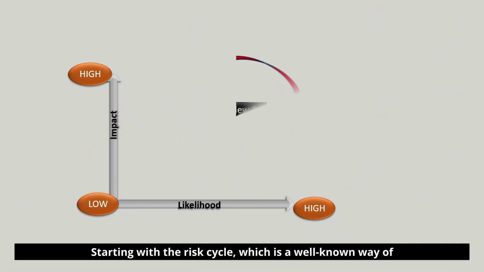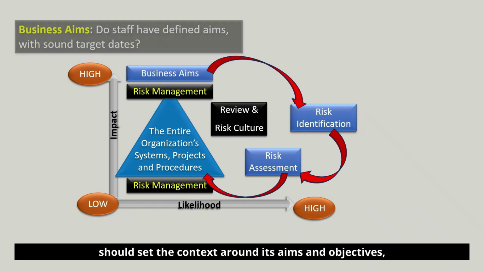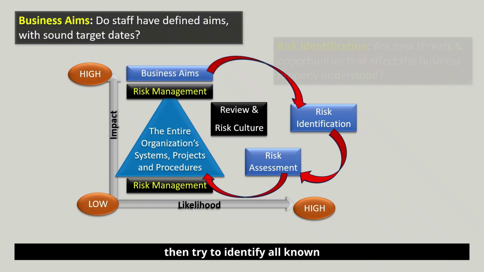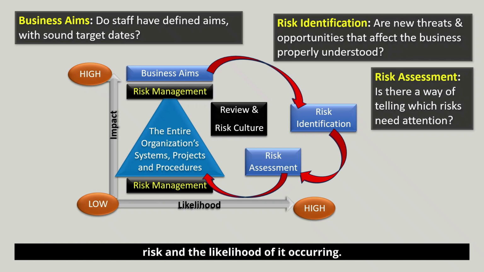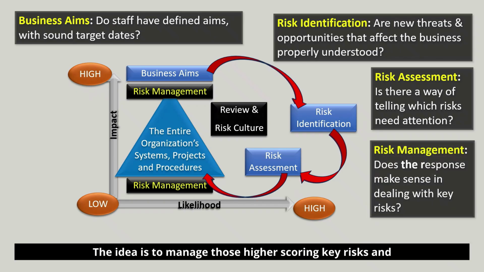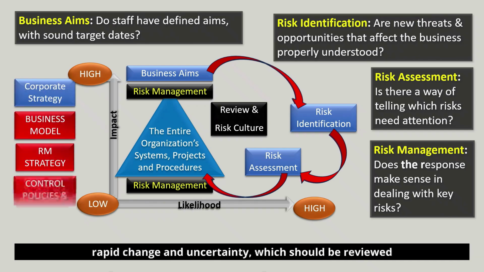Starting with the risk cycle, which is a well-known way of tackling risk that suggests an organisation should set the context around its aims and objectives, then try to identify all known risks that could, in some way, affect these goals. The next step is to assess the potential impact of the risk and the likelihood of it occurring. The idea is to manage those higher scoring key risks and disclose the approach to stakeholders. The risk management strategy should include the entire organisation's adopted approach, along with its policies, systems, projects and procedures that help the business navigate rapid change and uncertainty, which should be reviewed regularly.